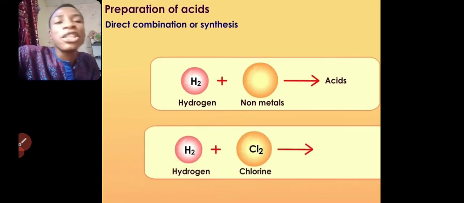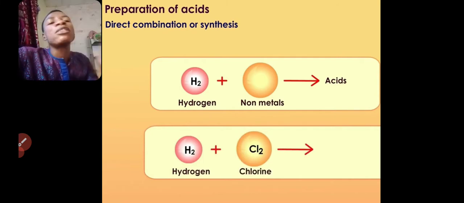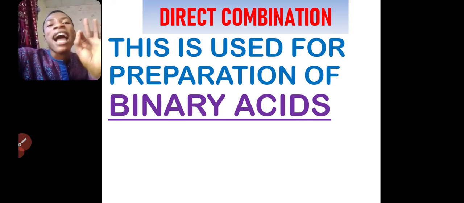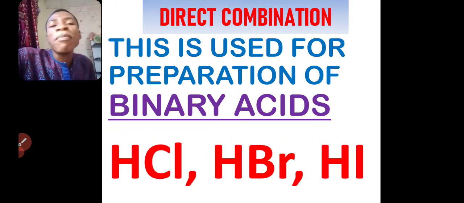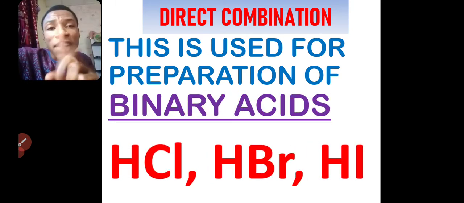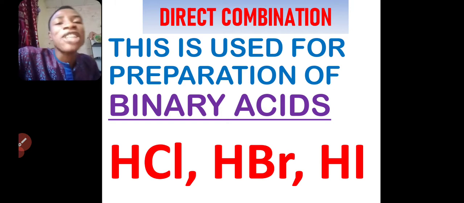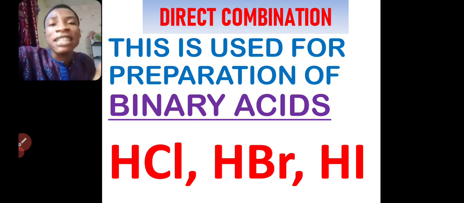So number one method is by direct combination of the elements inside the acid. This method is majorly used for the preparation of binary acids. What are binary acids? Acids with only two elements are called binary acids. Examples are HCl, two elements hydrogen and chlorine, HBr, two elements hydrogen and bromine, HI, two elements hydrogen and iodine. You call them binary acids because they have only two elements in them.